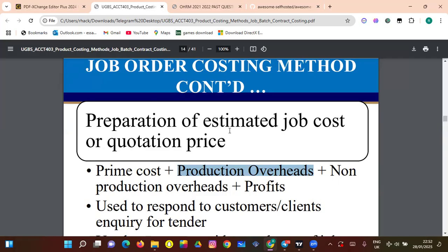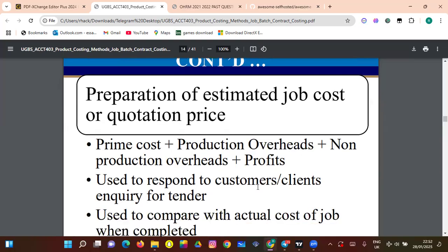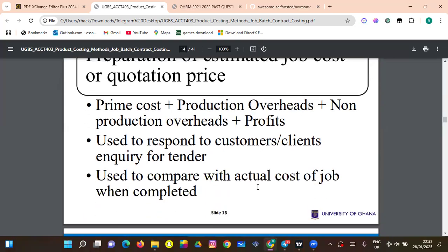Sometimes at our level we are not going to do this, but sometimes we are supposed to add tax to it, your estimated tax, so that your profit will be tax free, right? It is used to respond to customers' or clients' inquiry for tender. It's used to compare with the actual cost of the job when completed.